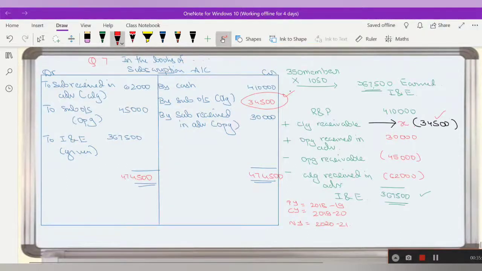It is very simple, right? Once you know this formula, that is receipts and payment account income plus closing receivable plus opening received in advance minus opening receivable which is relating to last year, then closing received in advance which is relating to next year. Once you know this much, subscription account and calculating the subscription to be debited or credited in your income and expenditure account or your R&P account is very simple. So practice these sums once again. If you have any doubts, you can contact me anytime. Okay. Remaining sums will be next.